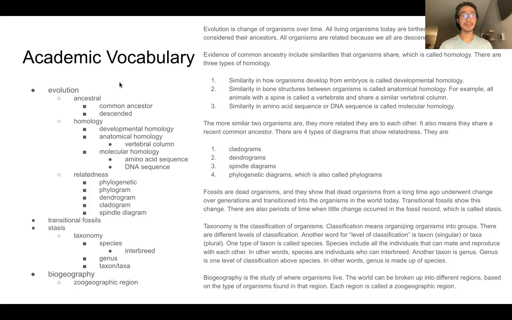Lastly, biogeography is the study of where organisms live. This world can be broken up into different regions based on the type of organisms found in that region. Each region is called a zoogeographic region.